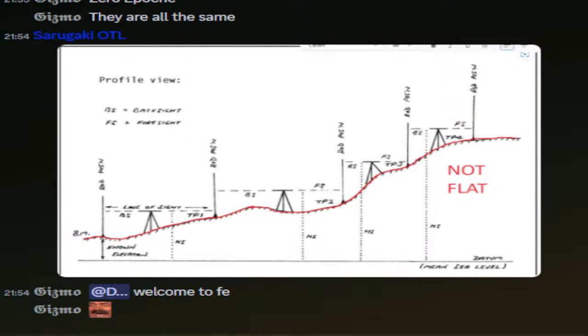Now, like you said before, the shortest distance between those two points is a straight line. Would that be horizontal? That would be horizontal, but that would only meet the level at the middle.